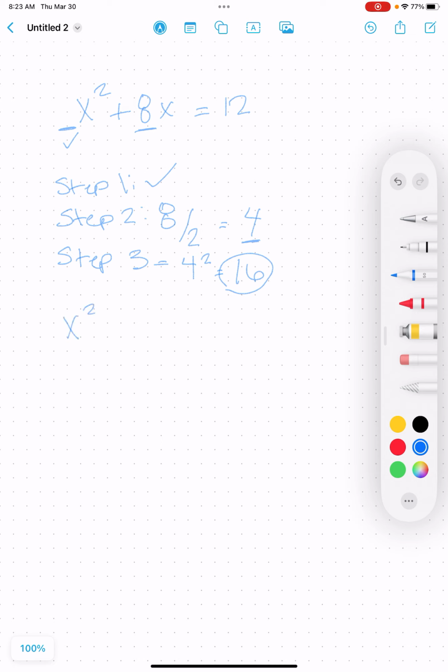So I would do x squared plus 8x plus 16 equals 12 plus 16. If the question is asking me, I stop here and I say 16 is the value. And again, you're going to arrive at 16 because step 2 in the process is to take whatever number is in front of x and divide it by 2. Step 3 is to take that number and square it. So you want to be sure that you're following those steps to figure out what to add.